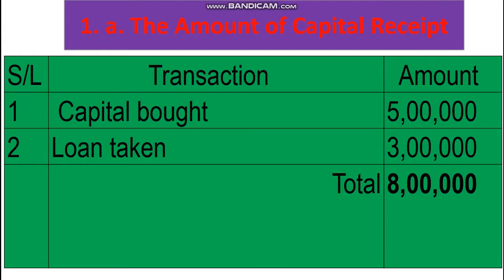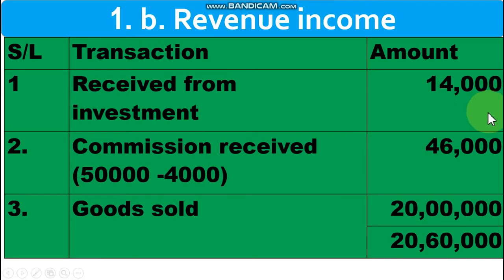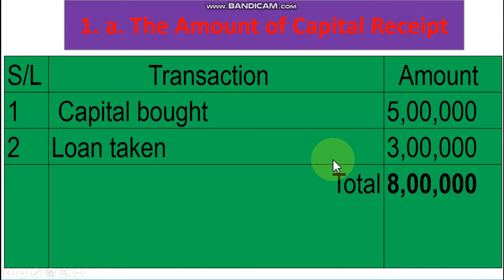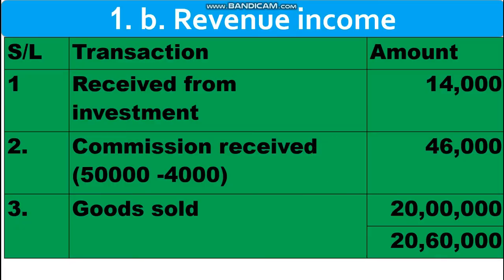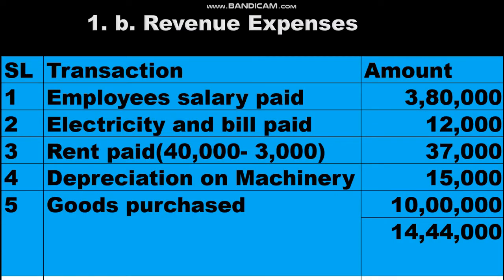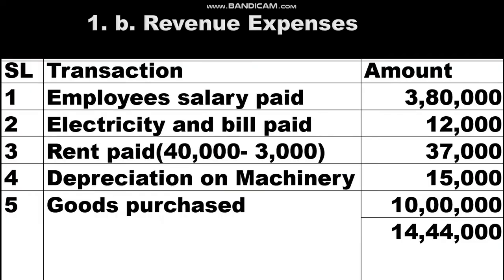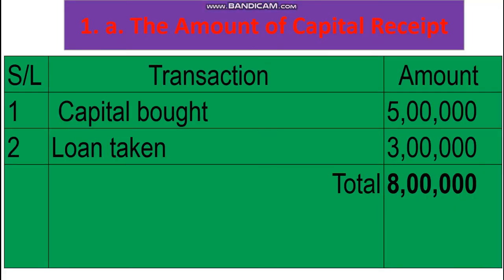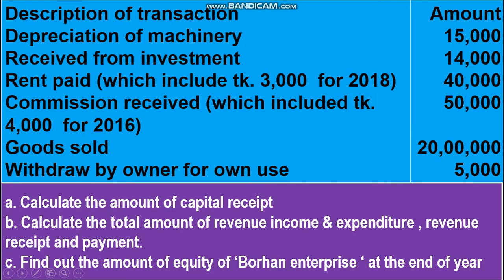You calculated revenue income in requirement B. Look at what is the amount of revenue income. Yes, revenue income is 20 lakh 60,000. Then we have to subtract revenue expenditure. That also we have calculated in requirement B. Look at revenue expenses, it is 14 lakh 44,000. We cannot write revenue payment. Only revenue expenditure will be here. Then the last item, if there are any drawings, that will also be subtracted. Goods taken by owner, look here, 5,000. So that also will be subtracted.